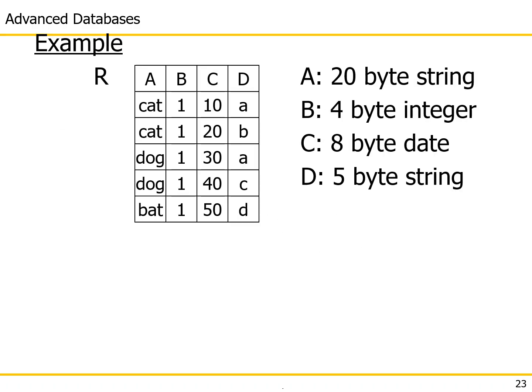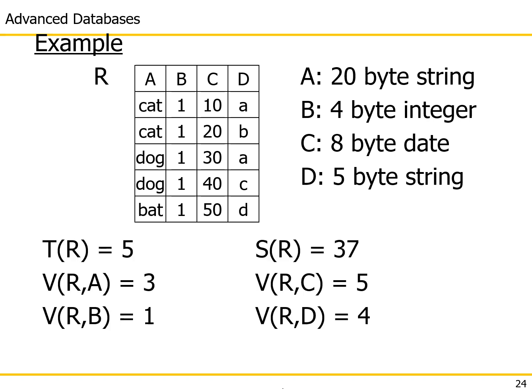So let's see an example. I have here a naive table R that has 4 columns, A, B, C, and D, and this is the content inside each column. Now, the T of R, or the number of rows in the table, is 5. The number of unique values in each one of the columns is written over here. So V(R,A) is 3. The number of unique values in column A is 3: cat, dog, and bat.